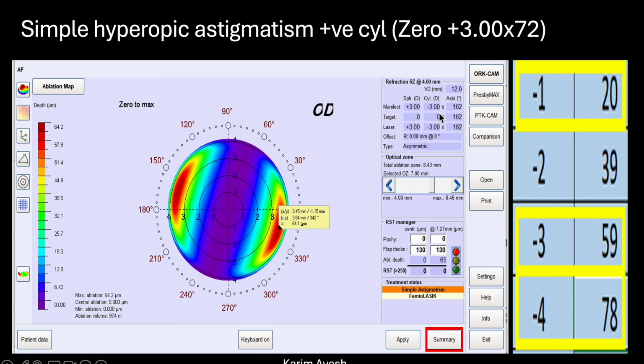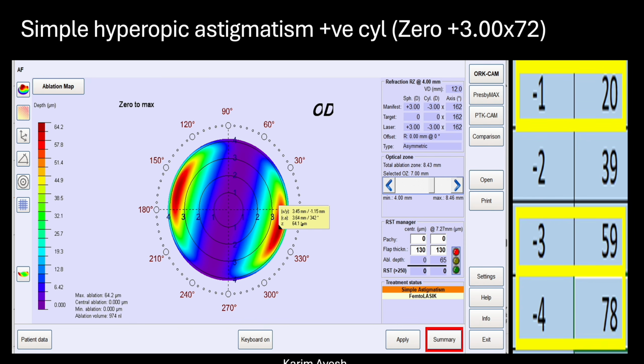If you want to know what type of astigmatism this is, transpose it to plus cylinder, so it will be 0 +3, 92. So it's simple hyperopic astigmatism. I found that all over this meridian is 0. The blue color means 0. Central ablation here is 0, and on the 162 there is ablation. 162 is the flat meridian.